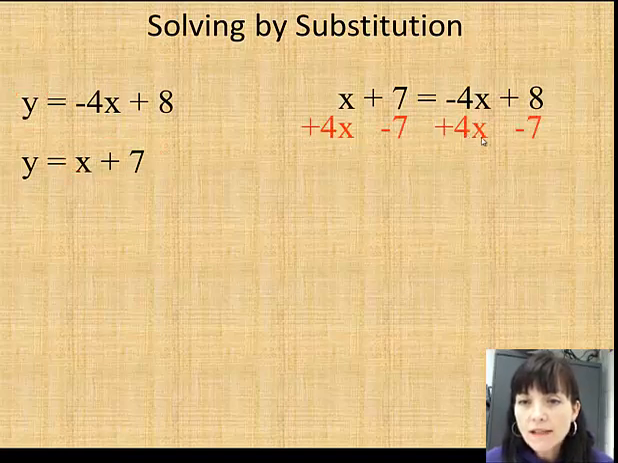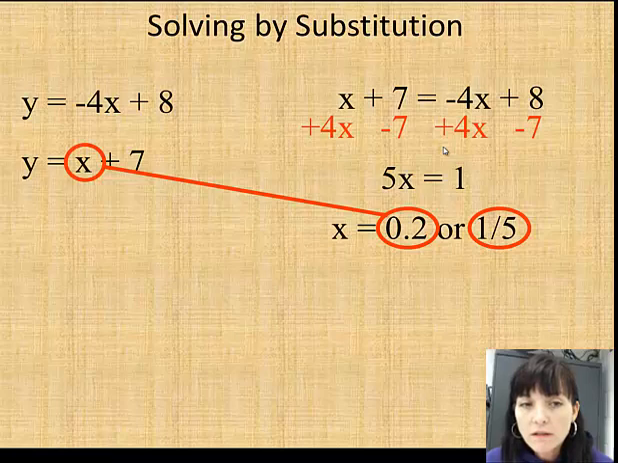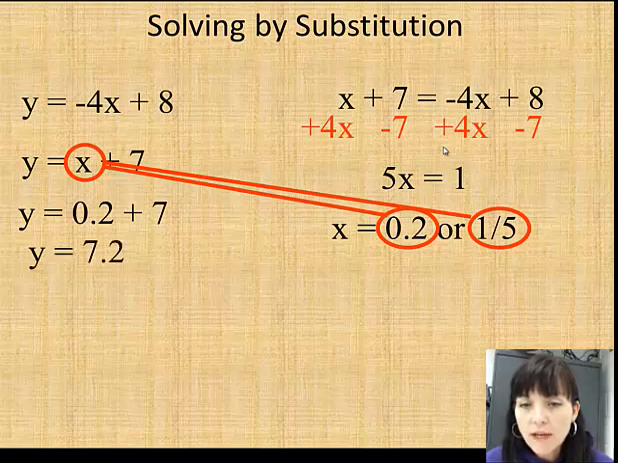We are going to add 4x to both sides because we want to end up with a positive variable. We're going to subtract 7 from both sides. We end up with 5x equals 1, and then we divide. We get 2/10 or 1/5. Either the fraction or the decimal works. We're going to take that then, our answer, and we're going to plug it back in to the original equation. Either one. You end up with 2/10 plus 7 equals 7.2.